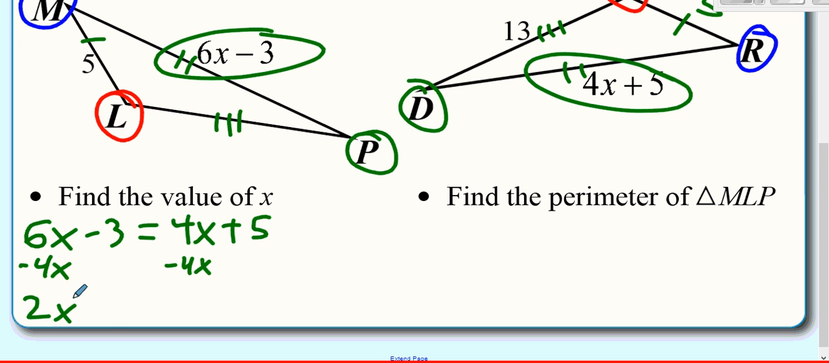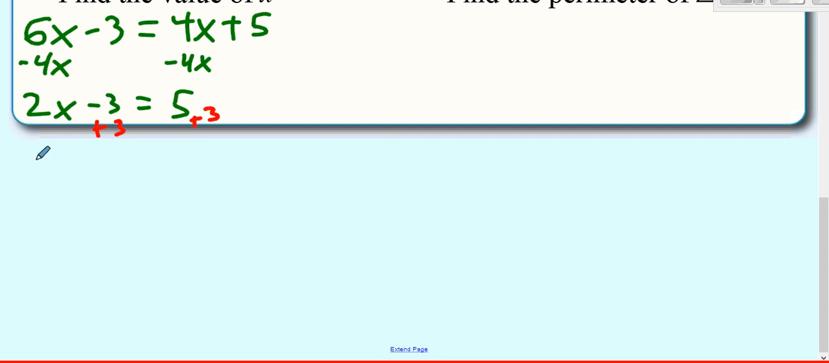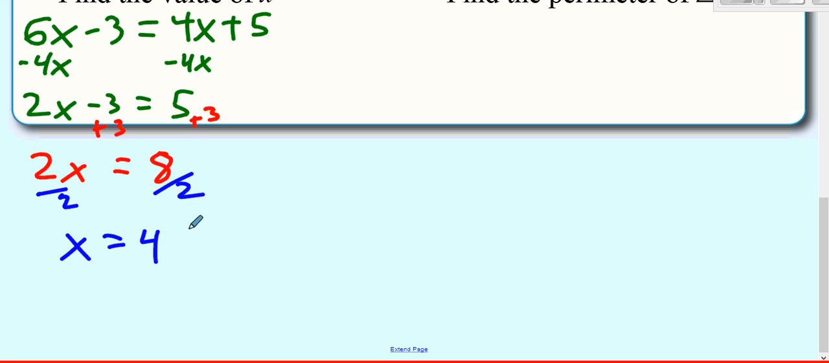So 2x minus 3 equals 5. Finish it off. 2 more steps. Add 3 to both sides. And then divide by 2. So x is 4.